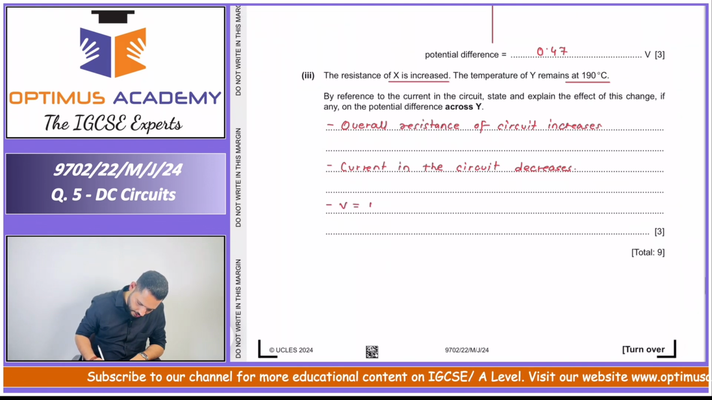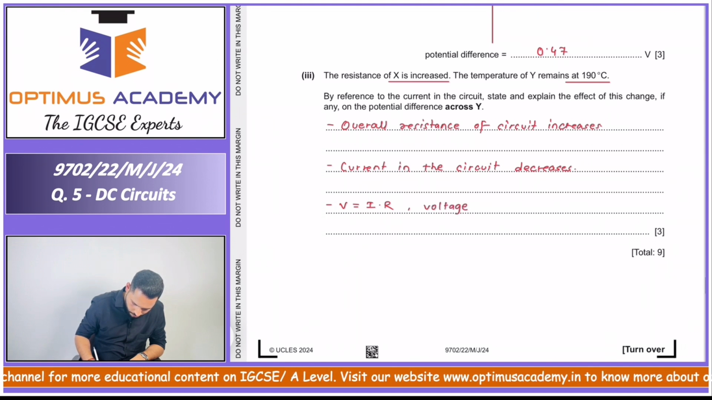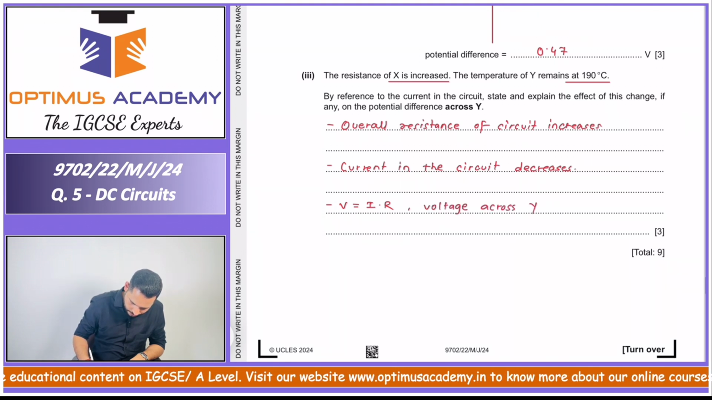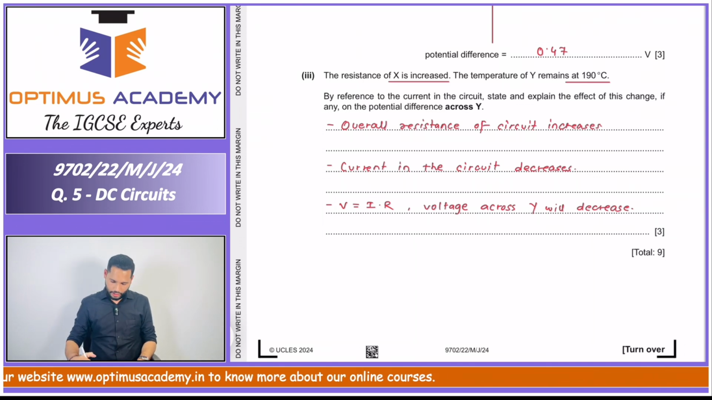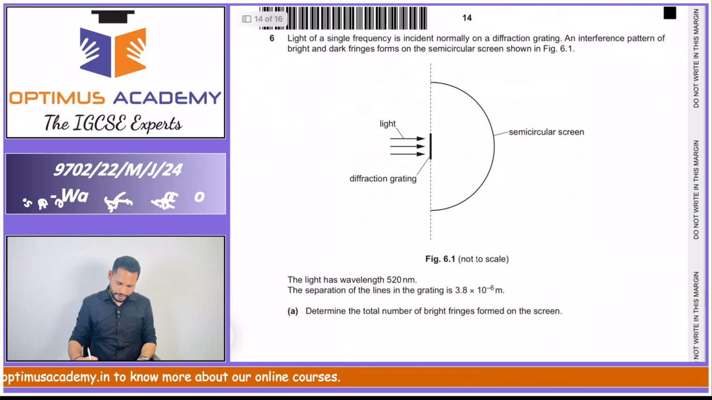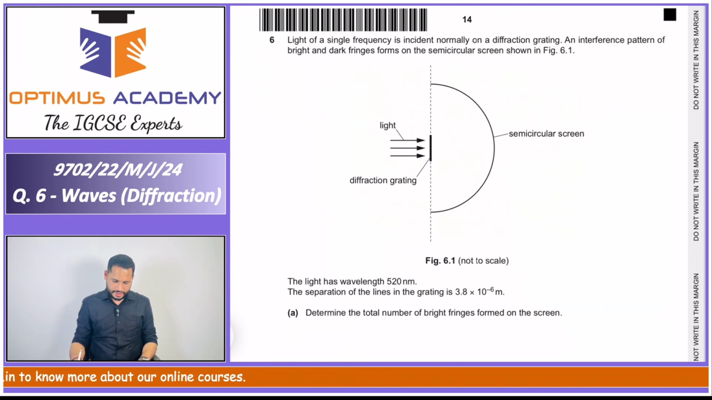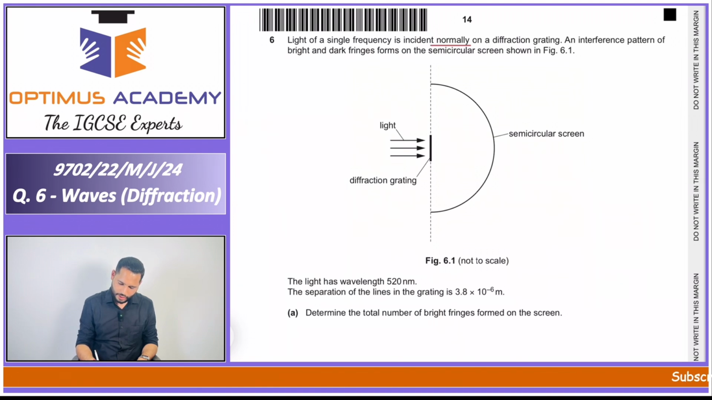Since V is given as I into R, the voltage across Y will decrease. We will now go to the next question, question number 6. Question says, light of single frequency is incident normally on a diffraction grating. An interference pattern of bright and dark fringes forms on the semicircular screen shown in figure 6.1.